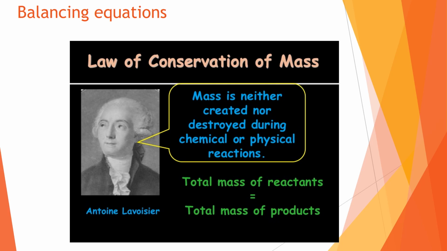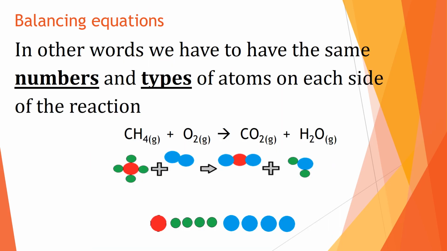Okay, and the reason for that is because mass is neither created nor destroyed during chemical or physical reactions, or matter. Okay, matter is not created or destroyed during chemical or physical reactions. We have to have the same atoms at the end that we started out with. So in other words, when we talk about the conservation of matter or the conservation of mass, what we're saying is that we have to have the same numbers and the same types of atoms on each side of the reaction.